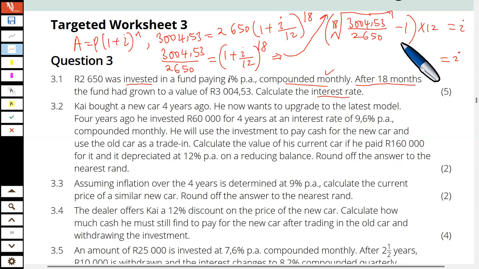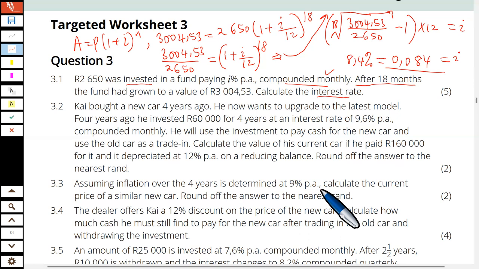So what is the answer? The 18th root of this minus one, multiplied by 12. If you work it out very carefully with the calculator, taking the nth root of 3,004 rand and 53 cents divided by this, minus one, you realize that it is 0,084. And what is 0,084? It is the same as 8,4%. You can use the point system or the decimal comma system, so you can say 8,4% or 8.4%. Right. Next question.